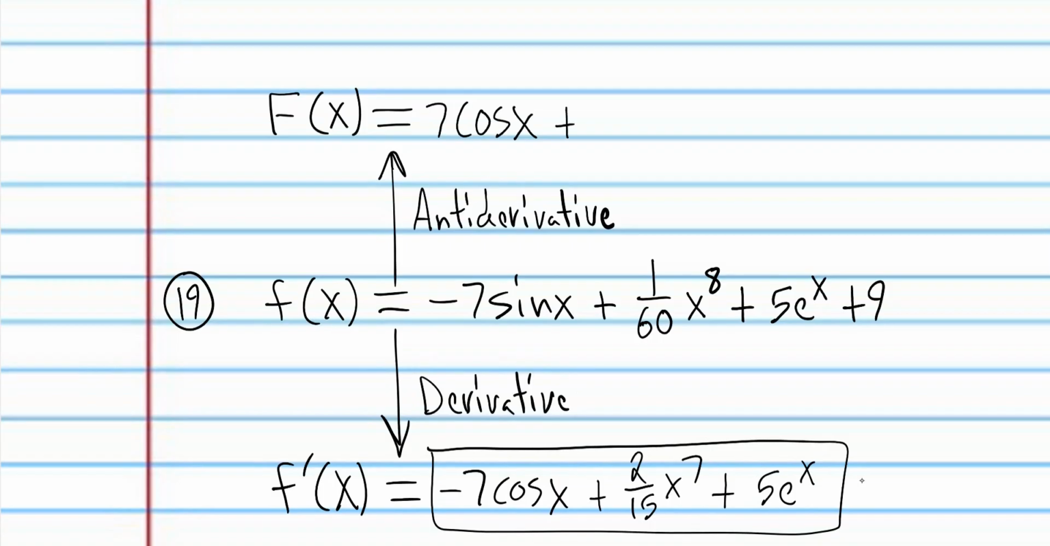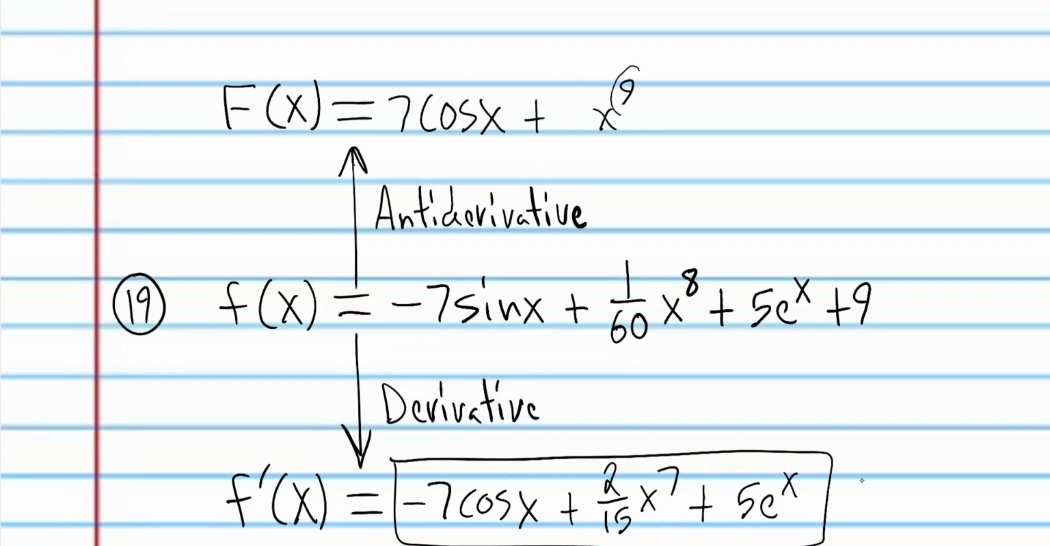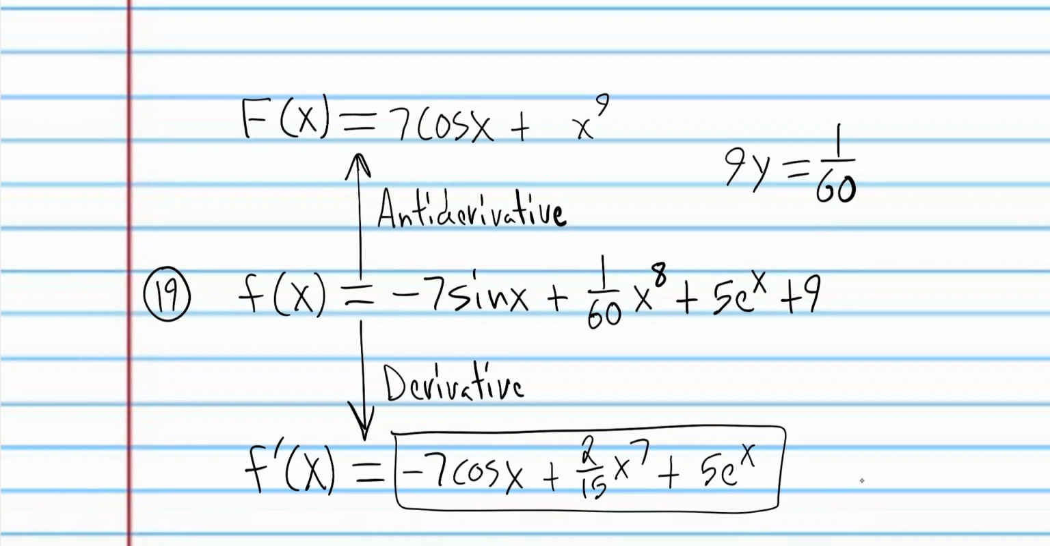And then we're going to need x to the 9th because we have to add 1 to the exponent. We're going backwards. And when we find the derivative of this, 9 is going to come down and multiply into something, and we're going to get 1 over 60. So what would that be? Well, it looks like that would be 1 over 540 if we do the math on that.